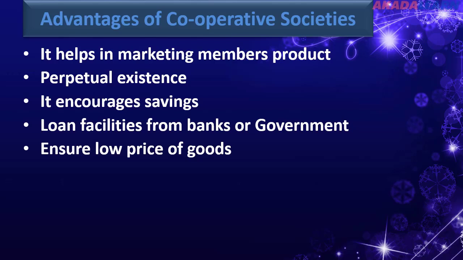6. They buy from producers and sell to members at low prices. Hence, the middlemen and the attendant high prices of goods are bypassed.